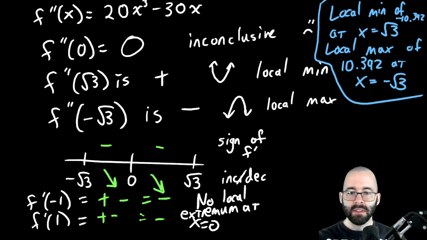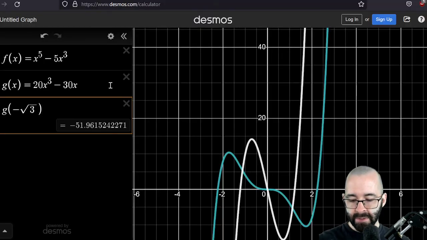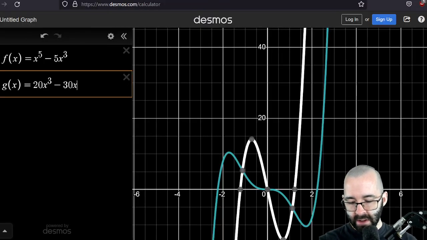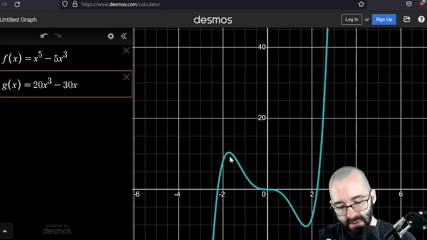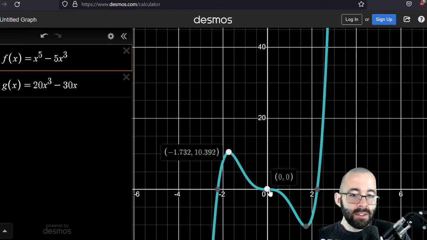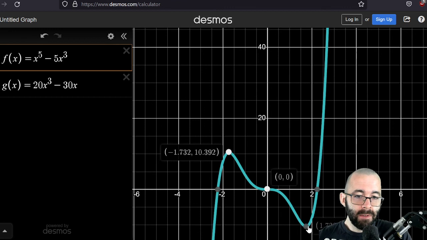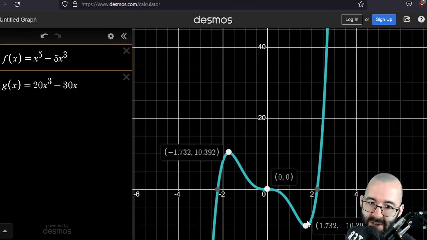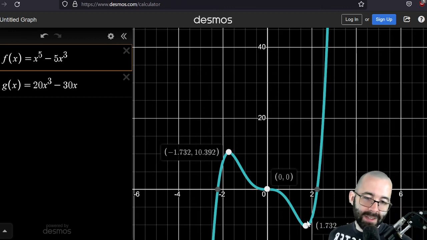And that's how we can tie it all together. Let's graph this and consider. So this is our original function. At -square root of 3, we have a local max, just like we said. At 0, there's a critical point, but there's no local extremum. At +square root of 3, we have a local minimum, just like we said.